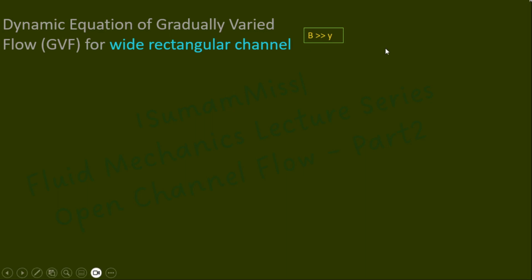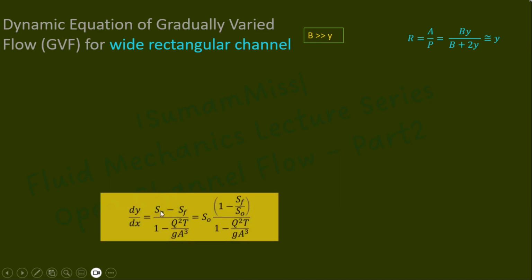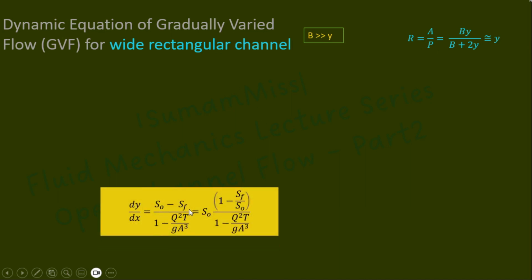So for a wide rectangular channel, hydraulic radius R equal to A divided by P. Since it is a rectangular channel, A equal to By, and wetted perimeter P equal to B plus 2y. Since y is very small, we can neglect this. So B can be cancelled, so R is approximated to y. So the dynamic equation, dy/dx, is equal to (S naught minus Sf) divided by (1 minus Q square T by g A cube), or it is equal to S naught into (1 minus Sf by S naught) divided by (1 minus Q square T by g A cube).